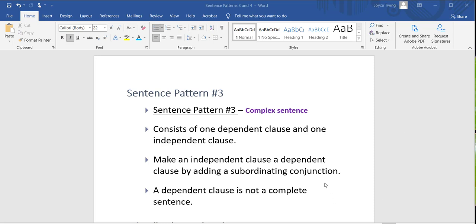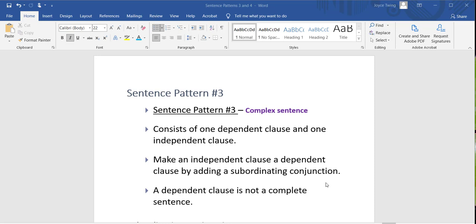Well, a subordinating conjunction sort of makes sense the same way a coordinating one does. When we coordinate something, we join it together. So coordinating conjunctions join sentences together. Subordinating conjunctions make an independent clause dependent.